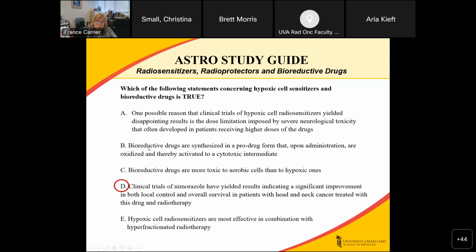This one is not true because it's a bioreductive, it's not reductive. Then they're not more toxic in aerobic conditions, that's the opposite. And so hypoxic cells will not be very effective in hyperfractionation because, as we've shown and discussed before, with every fraction of radiation we're killing more and more of the oxic cells, and that allows for the reoxygenation or redistribution of the oxic and hypoxic cells.